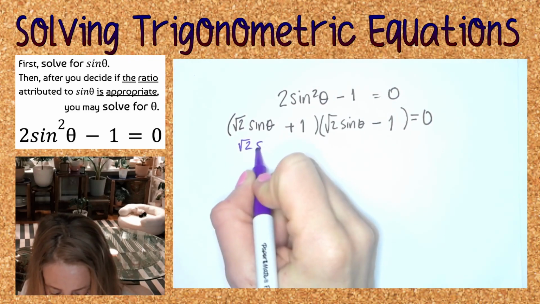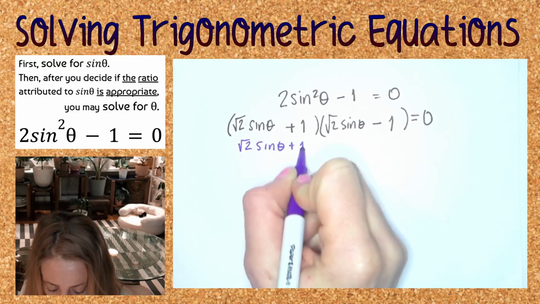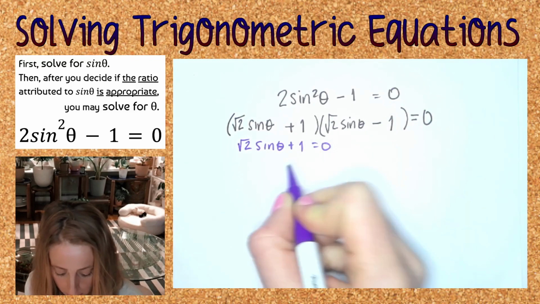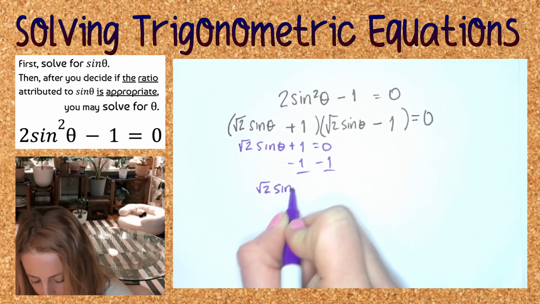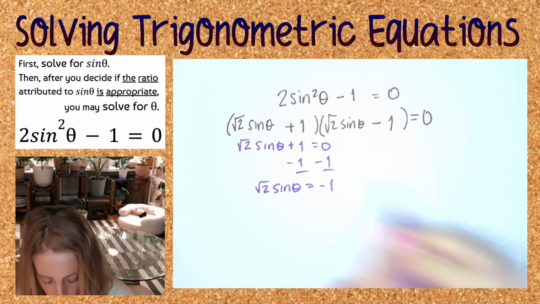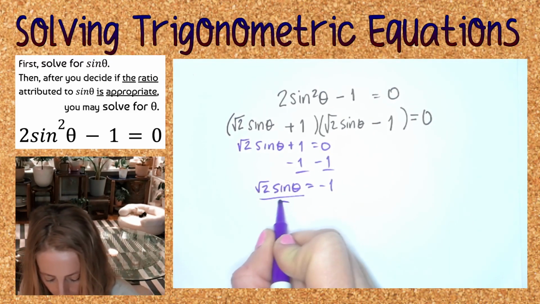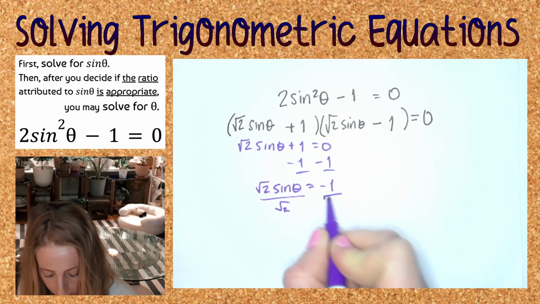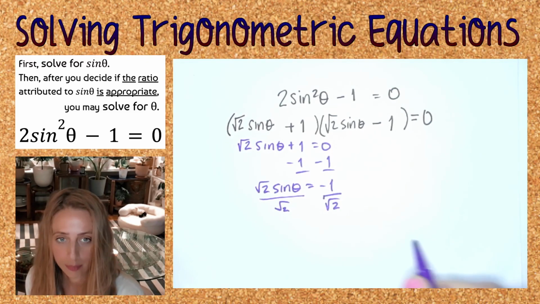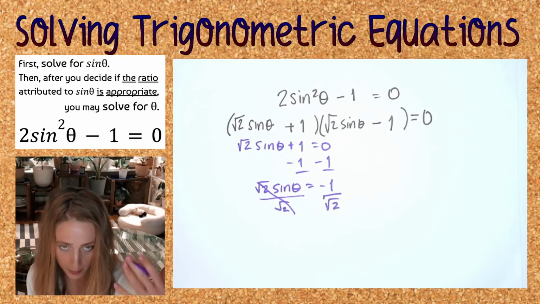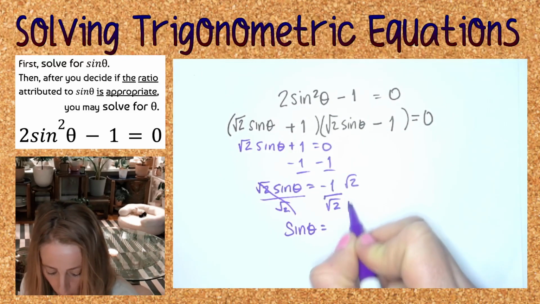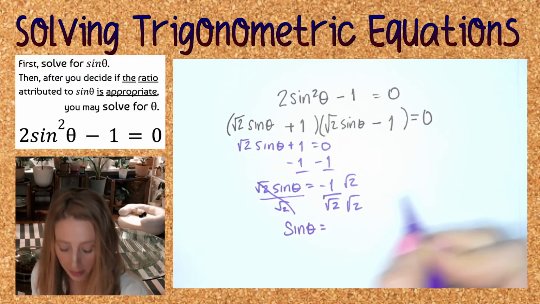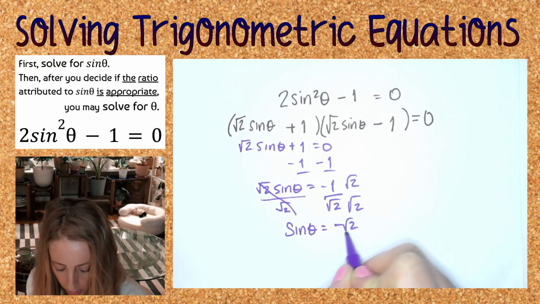So, root 2 sine theta plus 1 is 0. Subtract 1, subtract 1. I can't believe I'm showing all the steps. This is so silly, but don't tell me I didn't do it for you, you know? Divide by root 2. Divide by root 2. Do you see what's happening? We're getting the same answer. Sine theta equals, we rationalize, hopefully in our brain, right? Then we get negative root 2 over 2.